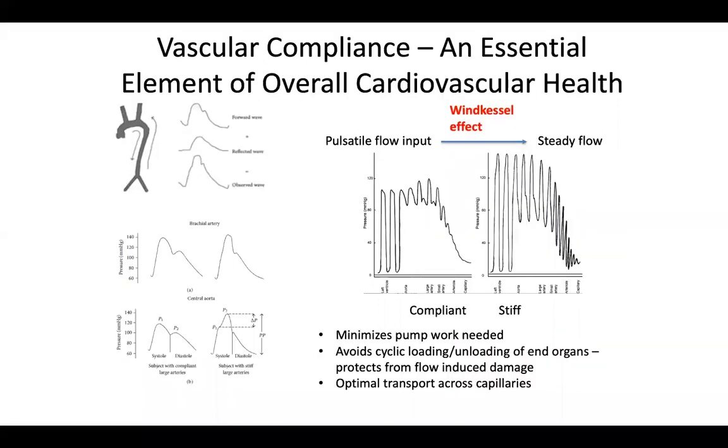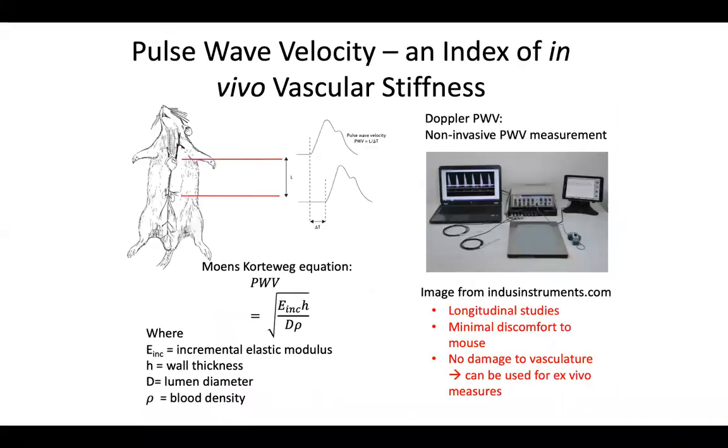So as you can see, if we lose vascular compliance and the vessels become stiff, we would run into a physiological issue where multiple negative effects on the cardiovascular system will be perceived. So how do we measure vascular stiffness in vivo? So the gold standard index is what's called pulse wave velocity. We have a system from Centrica where we can use a Doppler measurement of pulse wave velocity.